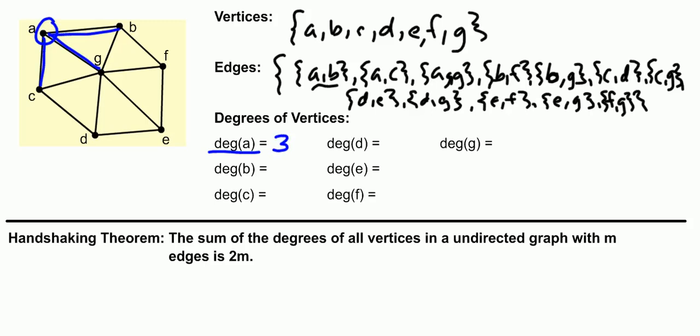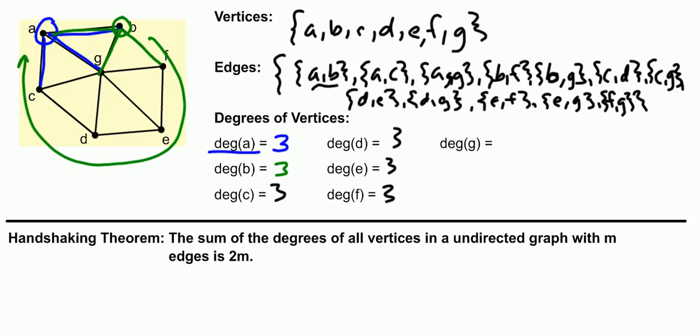If we take a look at the vertex B, we have 1, 2, 3 edges coming out of that. And if you take a look at the vertices around the perimeter of this graph, you can see that they're all going to be 3. C has 3 edges, D has 3 edges, E has 3 edges, F has 3 edges. But when we get to G, you can see here that G is actually connected to every other vertex, so we would have 6 edges.